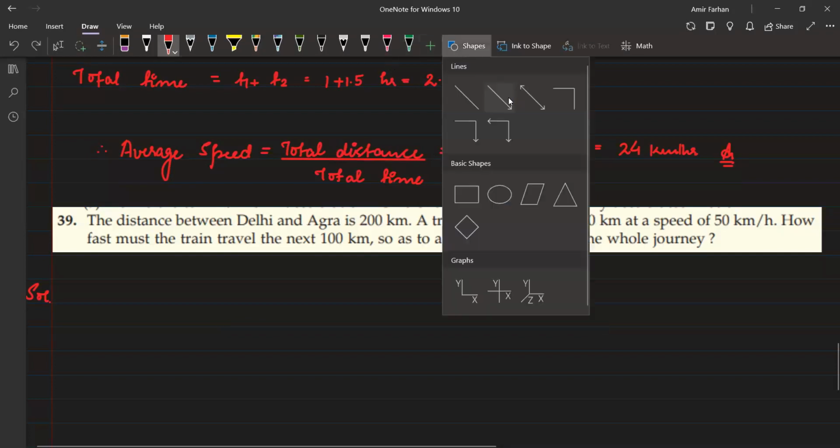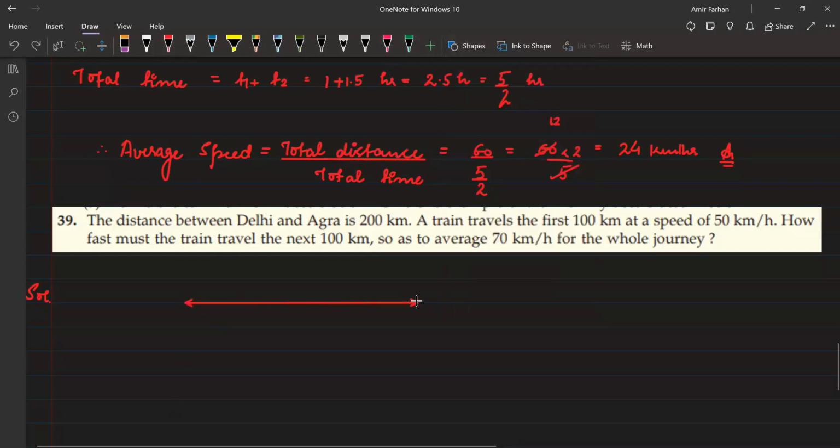Let's divide it into two parts. First, let's take the total distance: d is equal to 200 kilometers. This is the average speed, so the average speed is 70 kilometer per hour, and speed 1 is 50 kilometer per hour.